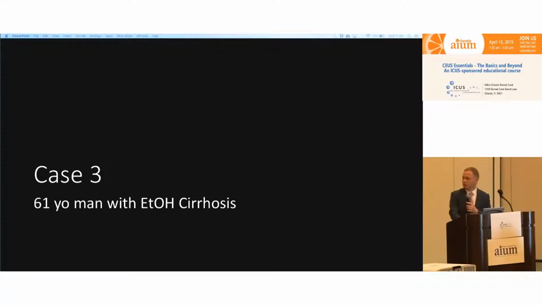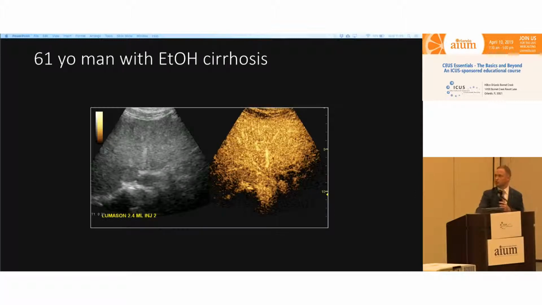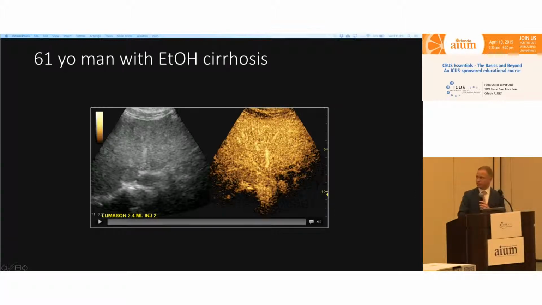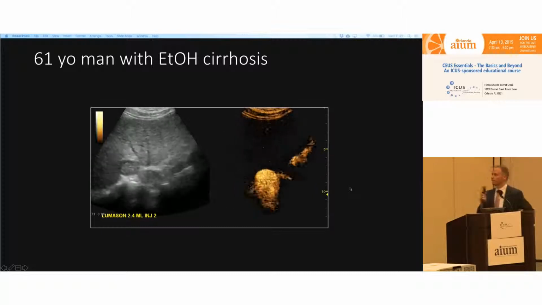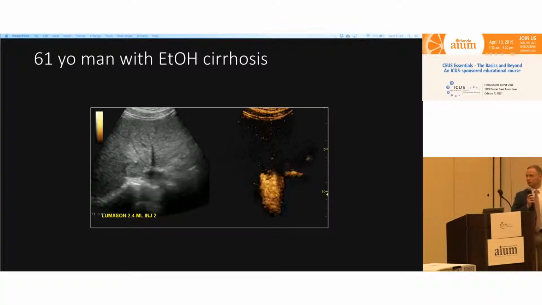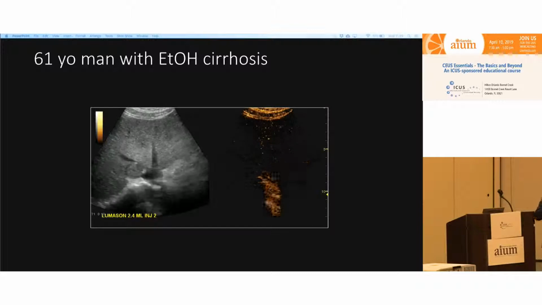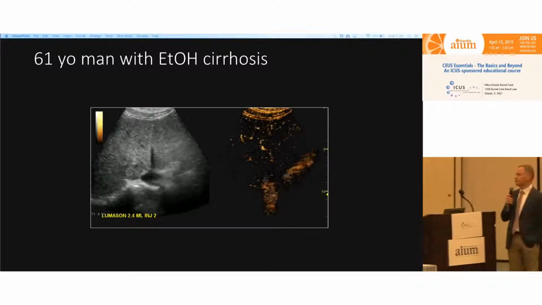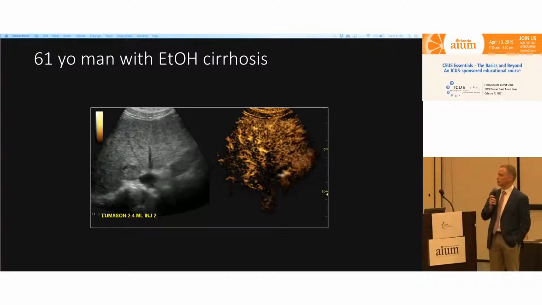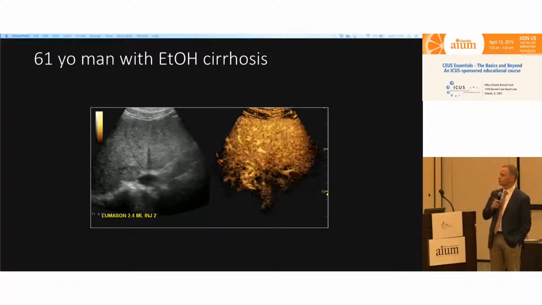All right, case number 3, 61-year-old man with cirrhosis, has a lesion in the deep portions of the liver. You can see contrast arriving into the vessels, enhancement of the liver, arterial phase with arterial branches enhancing.